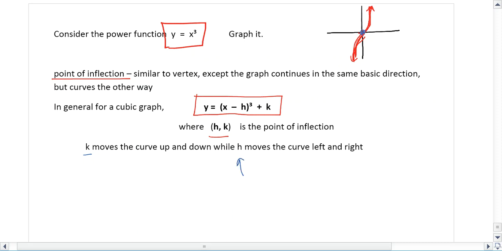So you can try a few with that power function. All right, so now you have the knowledge you need to do section 8.4, so have fun graphing.